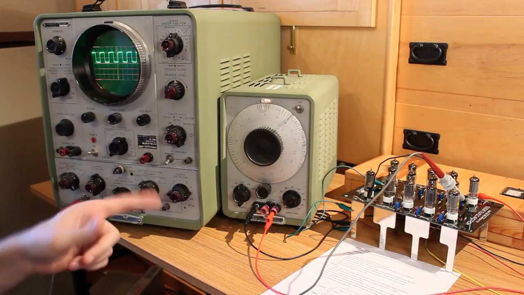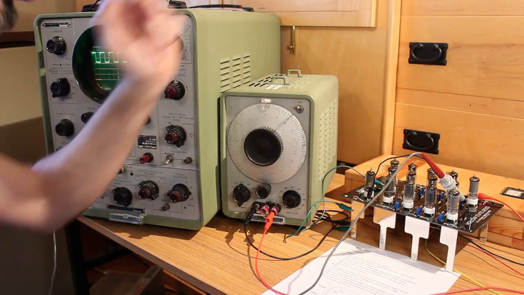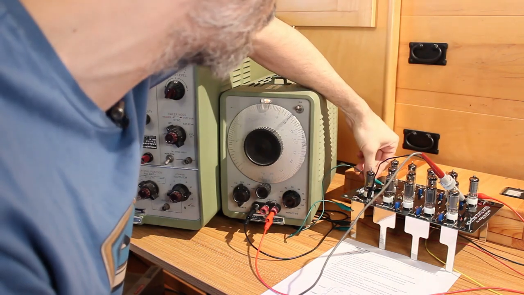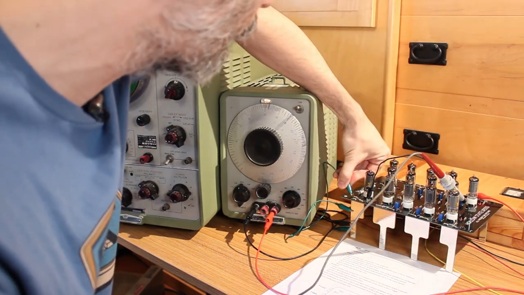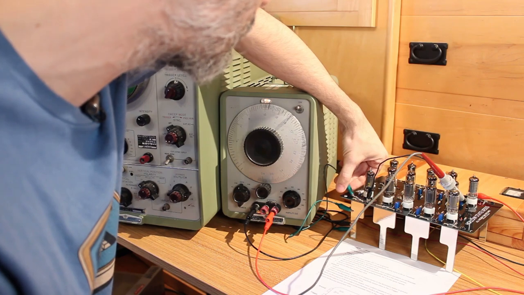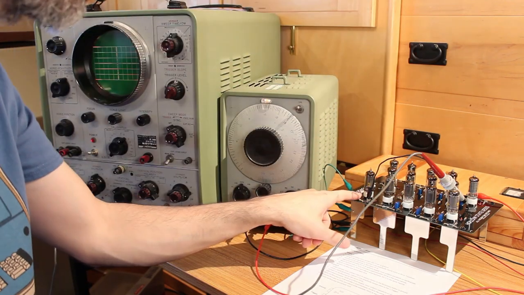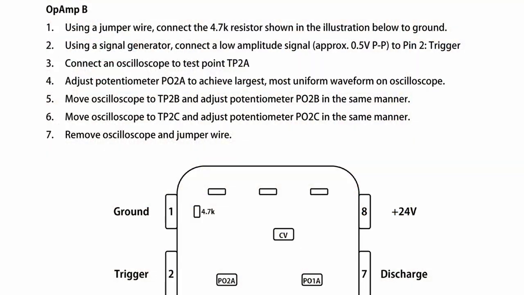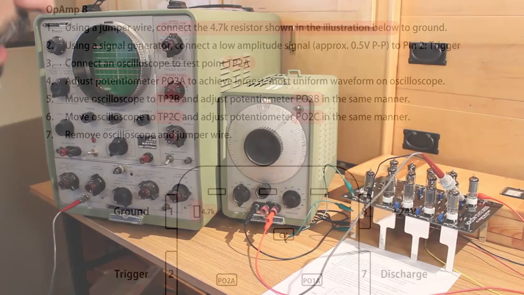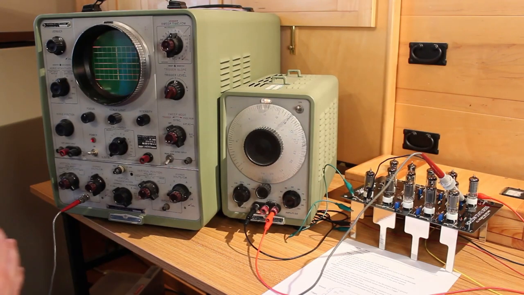The only difference is that instead of connecting the CV pin to ground, we connect this little 4.7 thousand ohm resistor that's right next to the ground pin right here. And then after that, we just follow the same procedure, except we do it for test point 2, A, B, and C, and potentiometer 2, A, B, and C. And with all of those adjusted, the whole thing should be working perfectly.